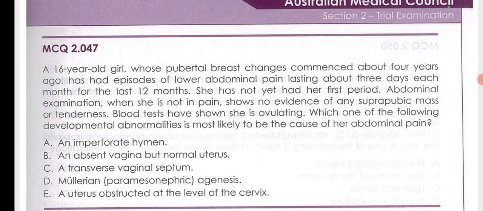An imperforate hymen, an absent vagina but normal uterus, a transverse vaginal septum, Mullerian or paramesonephric agenesis, a uterus obstructed at the level of the cervix. So these are the options: imperforate hymen, an absent vagina but normal uterus, transverse vaginal septum, Mullerian agenesis, a uterus obstructed at the level of the cervix.